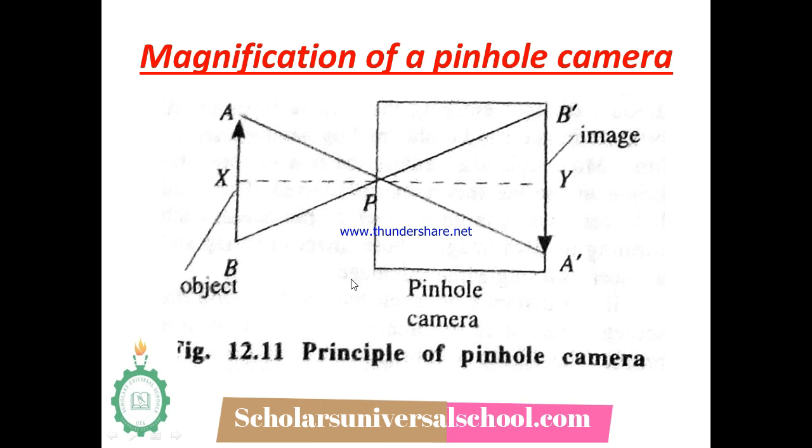Let's imagine you have this object AB standing erect and passing through a pinhole camera, and you are trying to calculate the magnification. The magnification is the size of the image divided by the size of the object. The size of the image here, you can use the height or you can use the distance. Meaning magnification can be the height of image over height of object, which is B prime A prime over AB, which is Y over X.